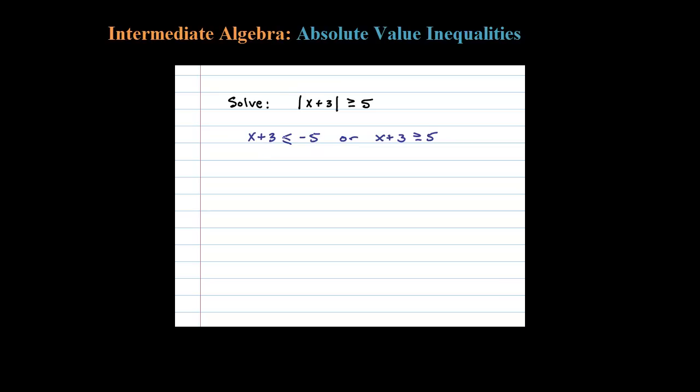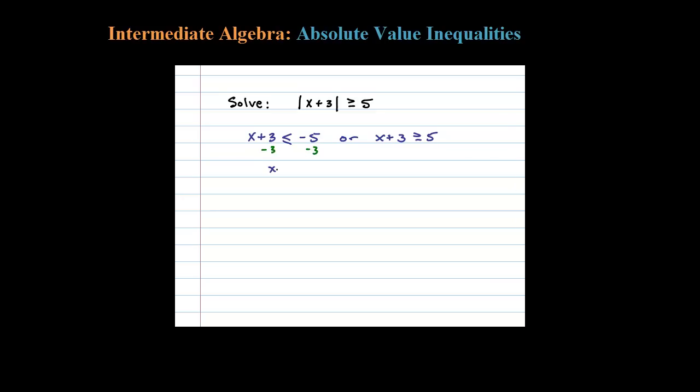Okay, so for example, like negative 6. If this was negative 6, its absolute value would be 6, which is greater than 5. Same thing here. If this was 6, the absolute value of 6 is greater than 5. So once we have that, we have two inequalities we could solve like normal.